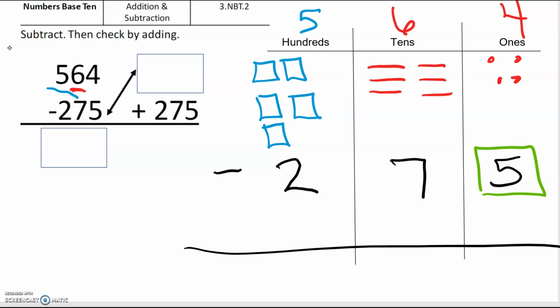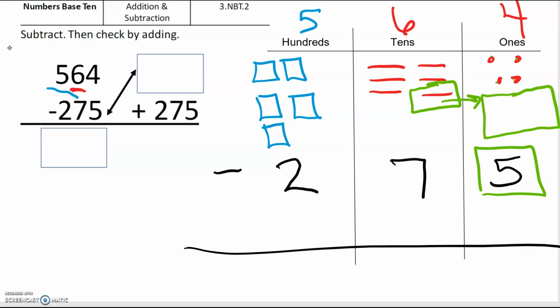Can I cross off 5 ones? And I only have 4, so I can't cross those off. I don't have enough. But I can go over, and some people call this borrowing, some people call this regrouping. But what we're going to do is we are going to take one of our tens, and we're going to break that 10 down into 10 ones.